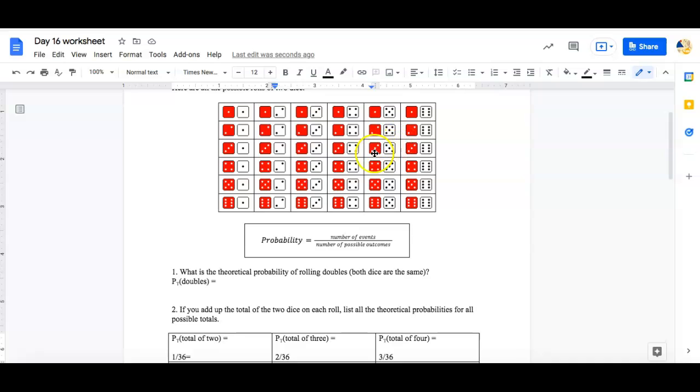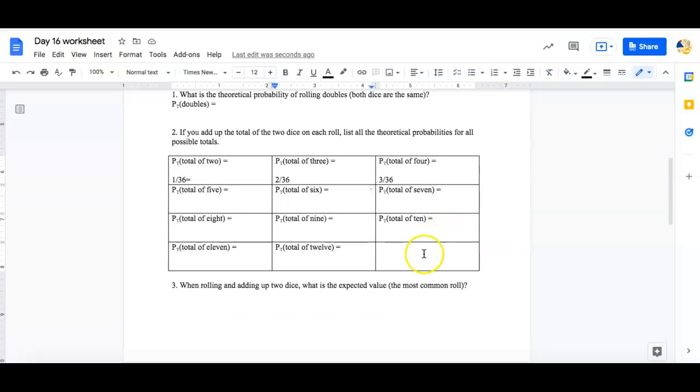So 8 is 5 again. See this diagonal right here? 8 is 5 out of 36. 9 is right here. There's 4 ways to make a 9. And then 3 ways to make a 10. And there's just 2 ways to make 11. And again, back to only 1 way to make a 12. So just fill that out, okay? And again, when rolling and adding up 2 dice, what's the expected value? The most common roll? Guys, it's a 7.